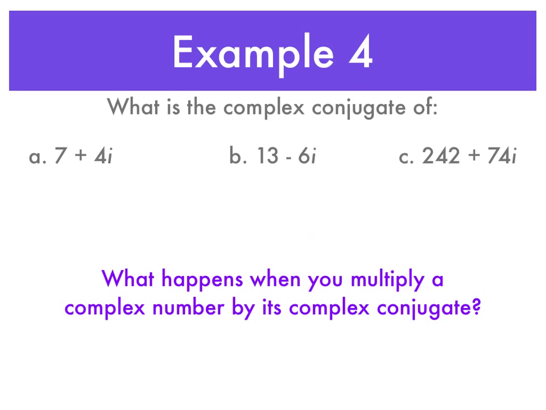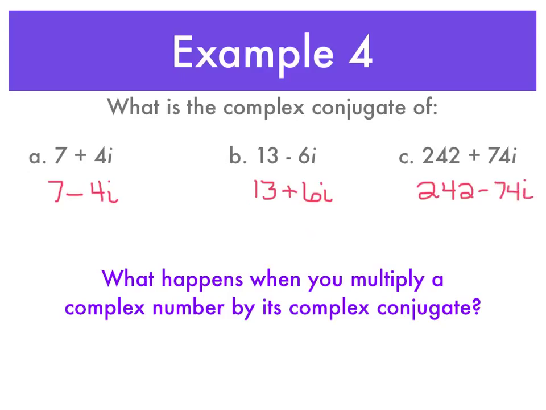Okay? Let's practice with that. If I had 7 plus 4i, for example, the conjugate would be 7 minus 4i. 13 minus 6i, the conjugate would be 13 plus 6i. So notice the sign in front is not changing. These numbers are not changing. It's only the sign in the middle of the terms. This one would become 242 minus 74i.